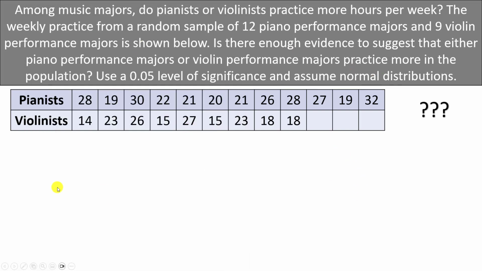I would still start with step number 1. Write down your null and alternative hypotheses. Then go to the calculator, plug all these numbers into your lists, and then run the test. Get your p-value and test statistic, and then make a decision, and finally write a conclusion. Okay, so pause the video and give that a shot, and then we will move on to the next test.